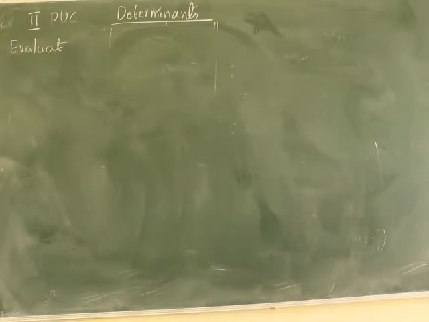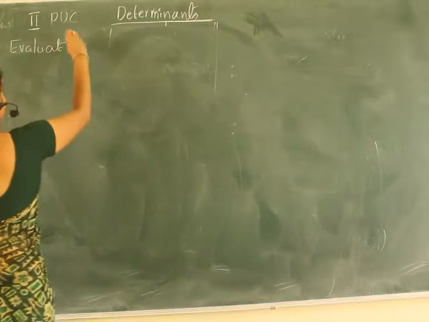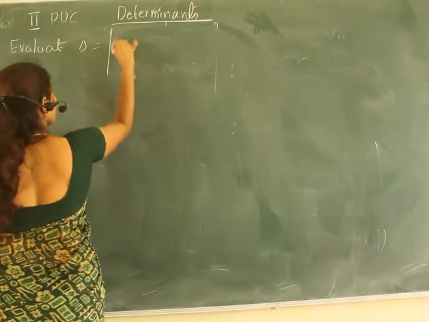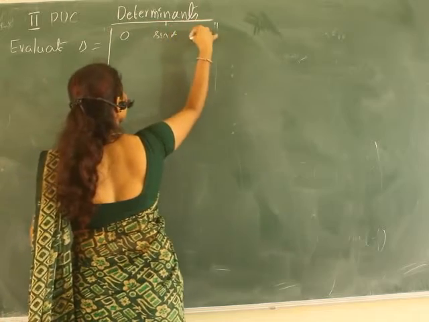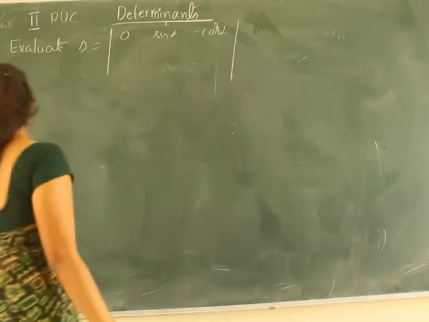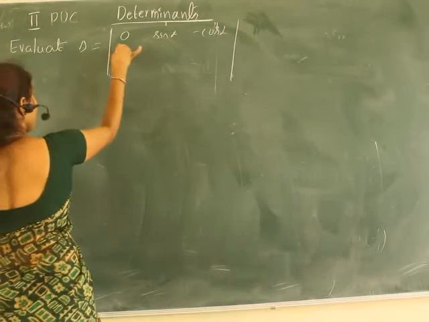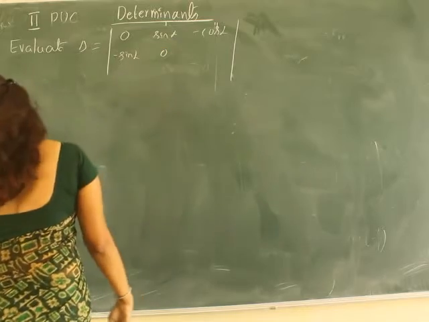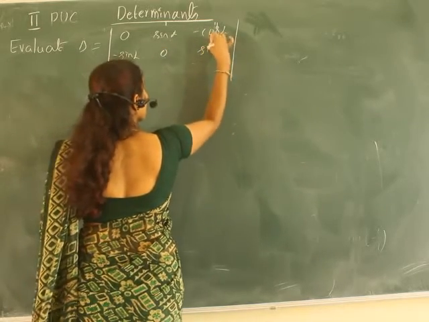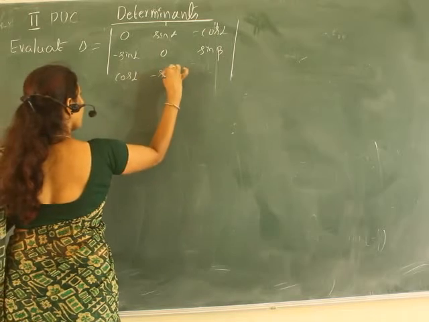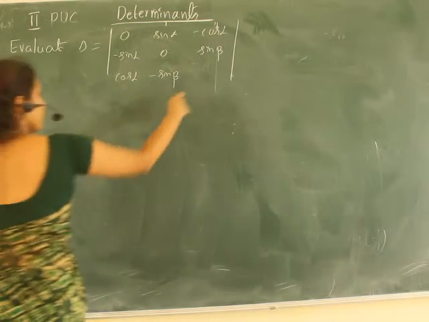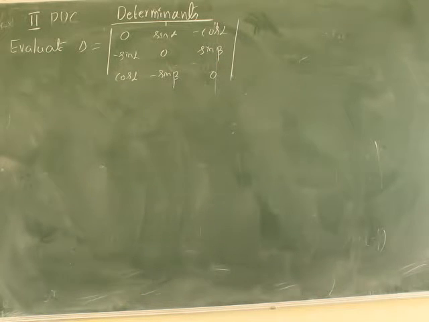Evaluate delta is equal to the determinant with rows: 0, sin alpha, minus cos alpha; minus sin alpha, 0, sin beta; cos alpha, minus sin beta, 0. So this is a problem.